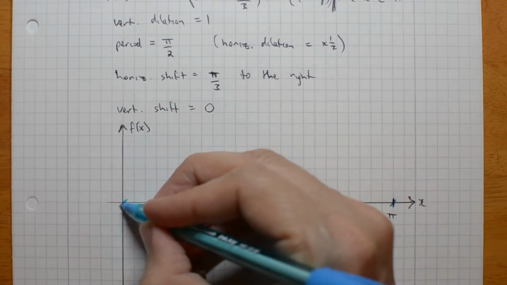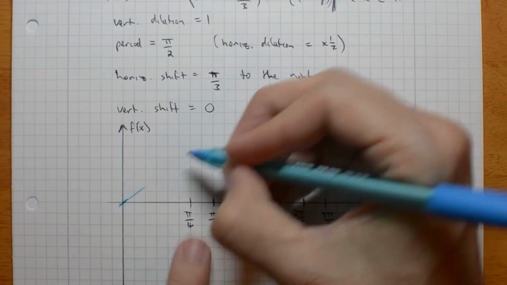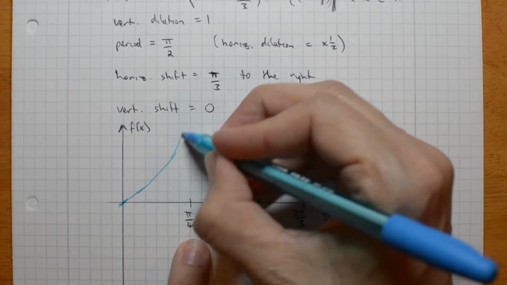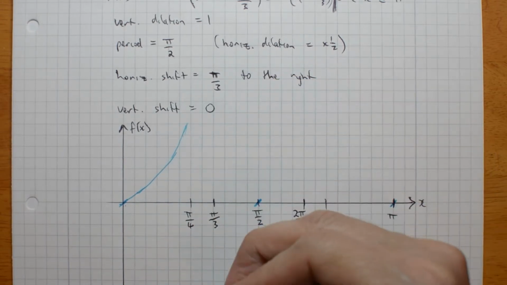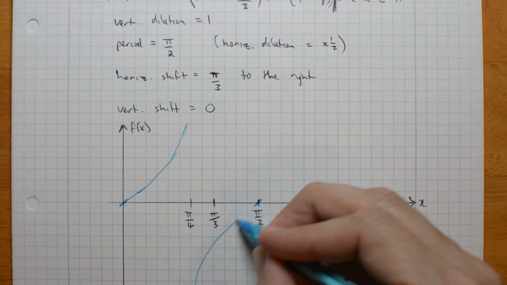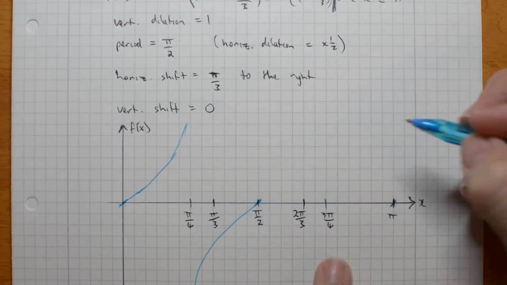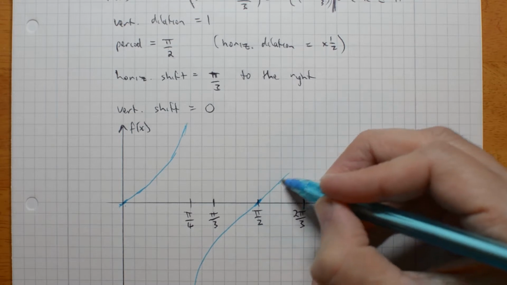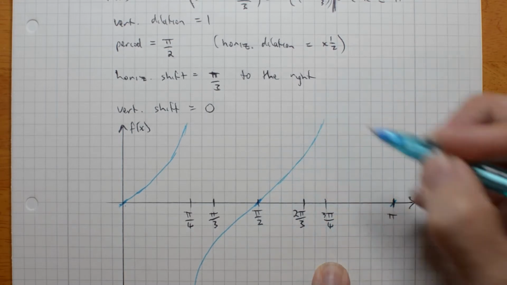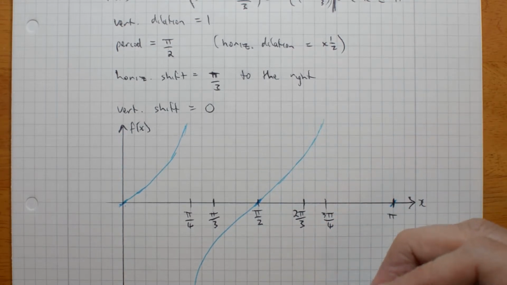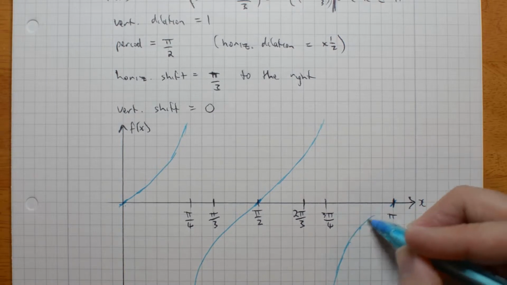So let me draw that in, going to the asymptote here, going up to there, coming up from the bottom, going across to 3 pi on 4, and then coming up from the bottom again and going across to pi.